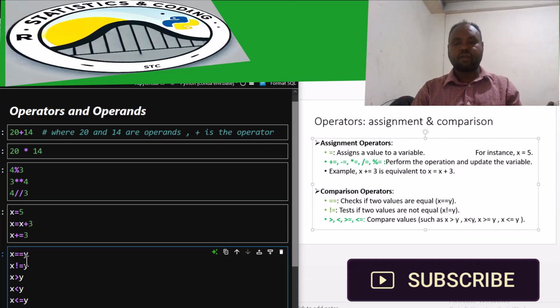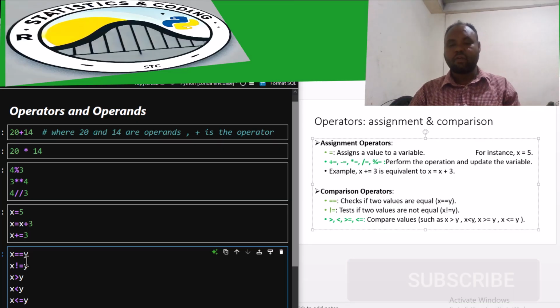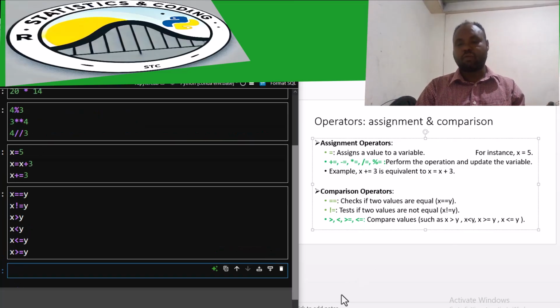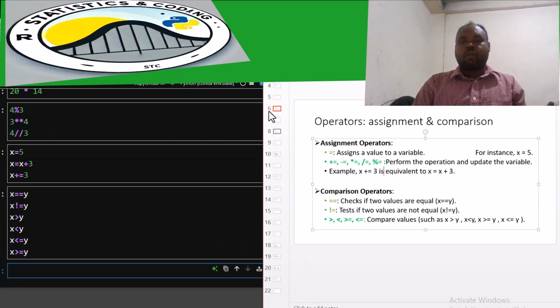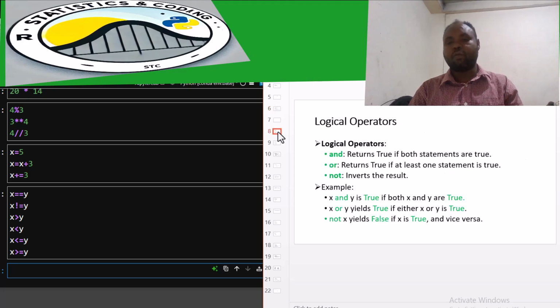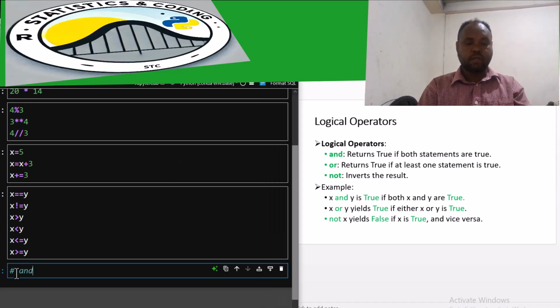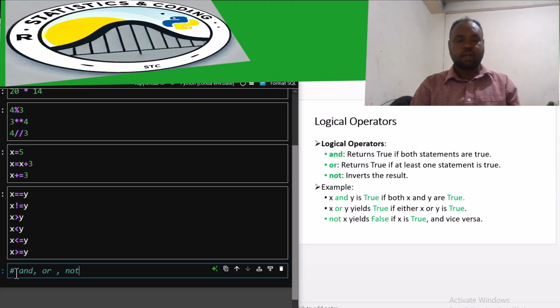Tests if two values are equal, not equal, or either of the two values is greater or less than the other. These are all comparison operators. Now let us proceed to the next: logical operators. These logical operators are keywords such as and, or, not.